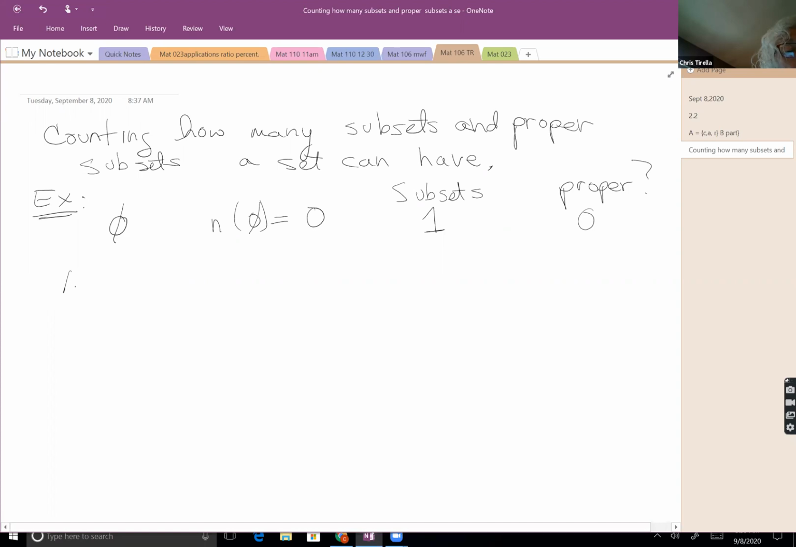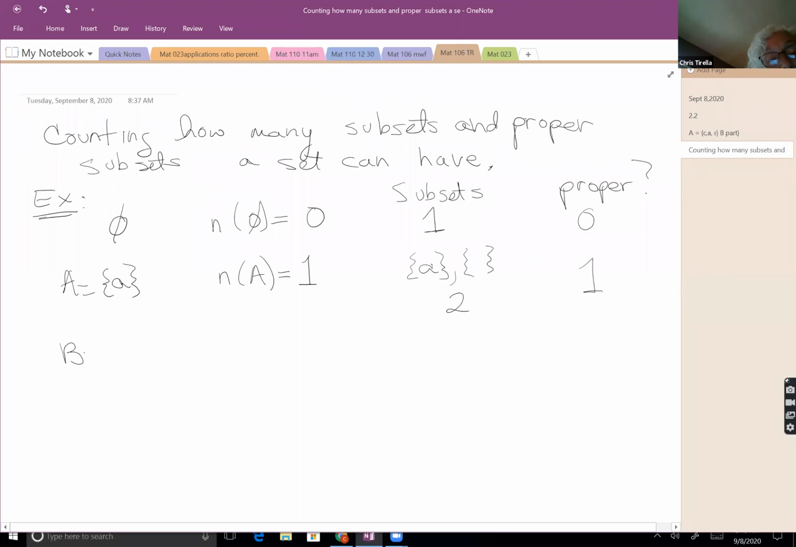Next example, I want to look at a set A. And I'm going to just put the letter A in there. What's the cardinality of A? How many things are in that set? One. If I asked you to list its subsets, what would be a subset of that set? We could have A, and we could have an empty set. So doesn't that set have two subsets? Yeah. Of those two subsets, how many are proper? One, because we can't have the set itself.